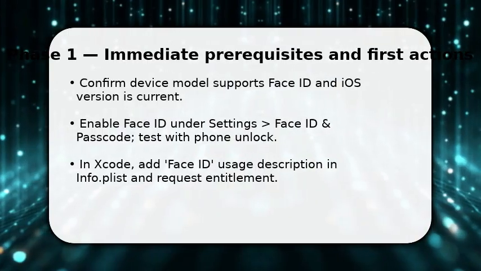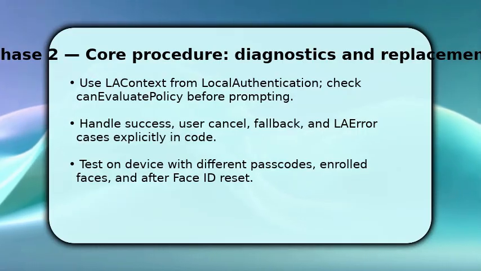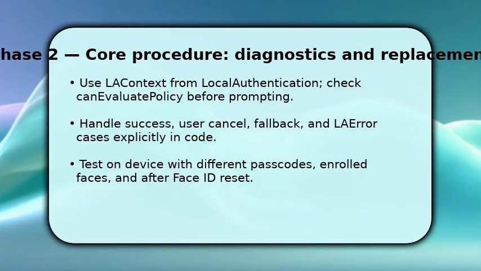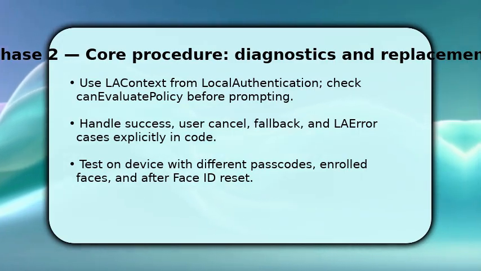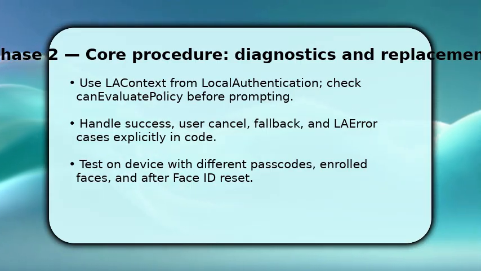You implement Face ID using LAContext from LocalAuthentication. First call canEvaluatePolicy to confirm biometric availability, then call evaluatePolicy with a user-facing reason. Once done, handle success and all LAError branches: user cancel, fallback to passcode, not enrolled, so the app degrades gracefully.